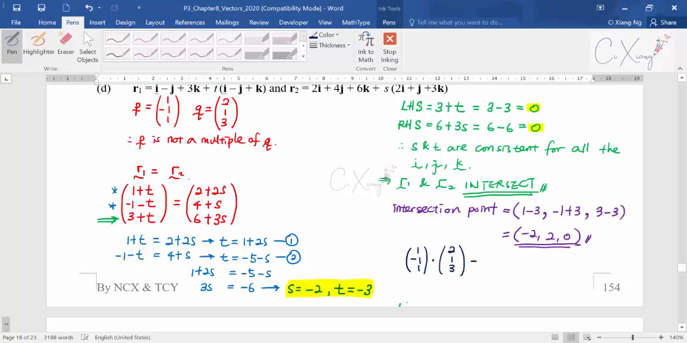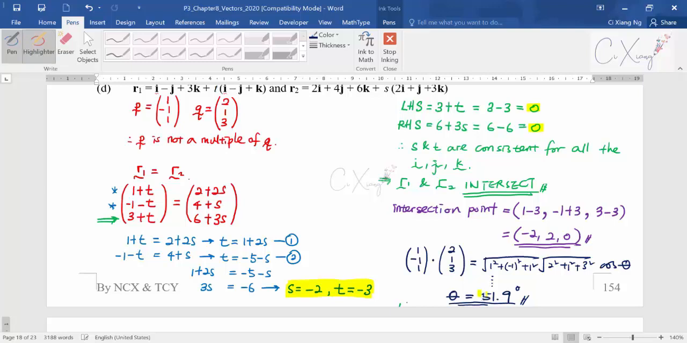Okay, equals to modulus P. Modulus P means 1 square plus negative 1 square plus 1 square. Q means 2 square plus 1 square plus 3 square, and then cos theta. All right, so if you continue from here, try to get the theta. The theta for this case should be 51.9 degree. Please make sure that you attempt it on your own and see whether you can get 51.9 or not.